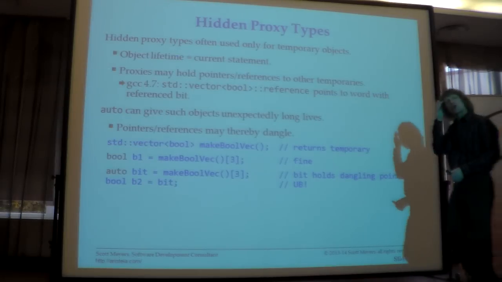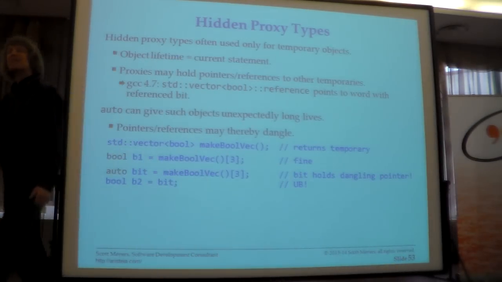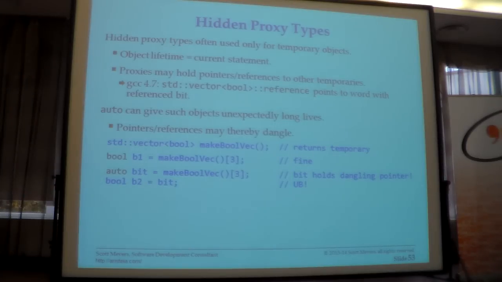Now, I told you that a proxy type exists to act like some other type. And hidden proxies are often used only for temporaries. The idea behind a hidden proxy is that it's hidden. You're not supposed to know it's there. Which means that its lifetime usually is assumed to be one statement.